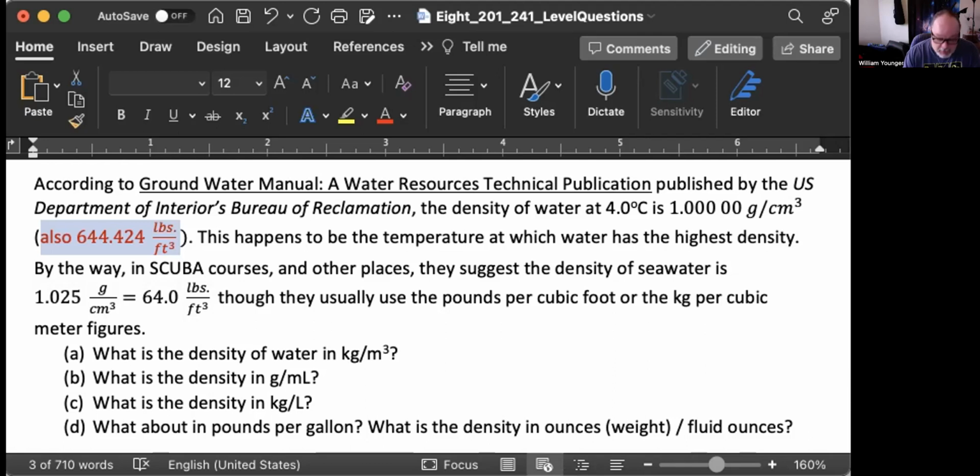In part C, they want to know it in kilograms per liter. And then in part D, they want to know it in pounds per gallon and ounces per fluid ounce. Okay. So these are all the questions that have been answered. I've now written down the information they gave me. I've assigned symbols to the information they've given me, and I've written down the information that they're asking for, and in some sense assigned symbols to those as well.